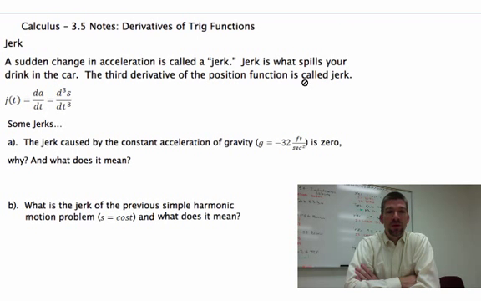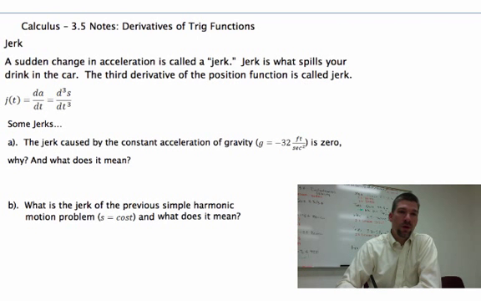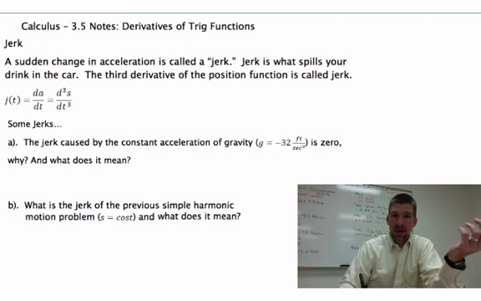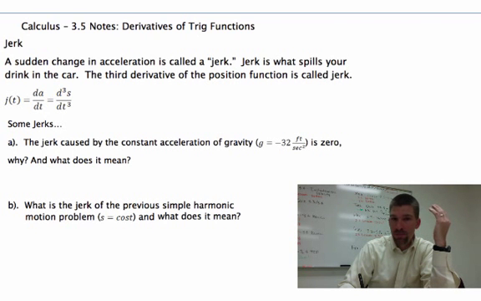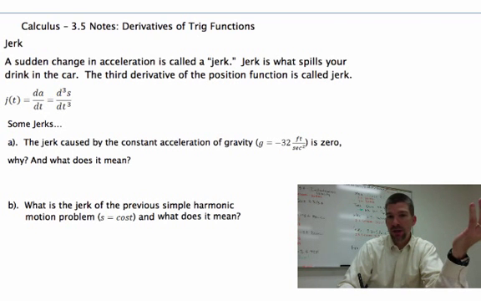The jerk is what spills your coffee drink or your tea drink or your Coke or Sonic or whatever. A jerk is what spills the drink in your car, all right? And that's what the third derivative of a function is called. It's called a jerk. So one of the things that's just kind of fun to look at is how a jerk works. And so if you think about gravity, okay, gravity has a constant acceleration of -32 feet per second squared.